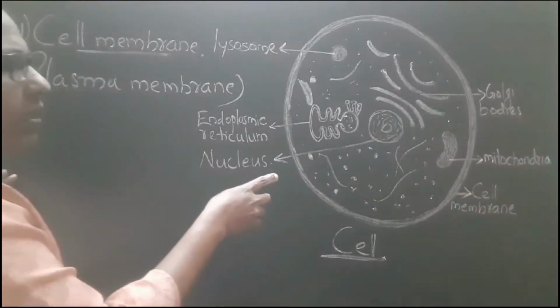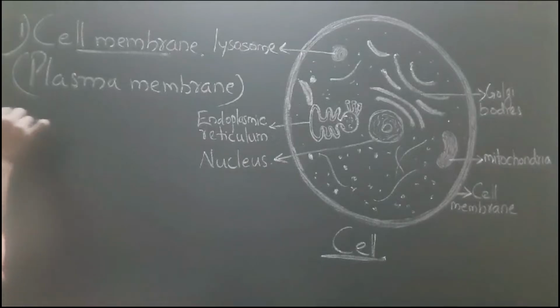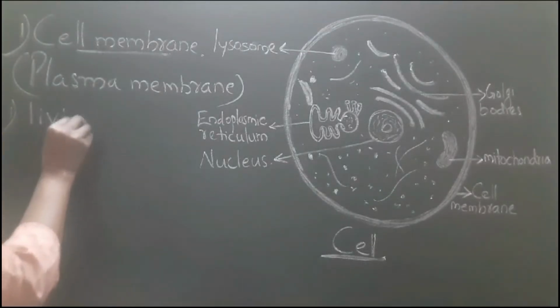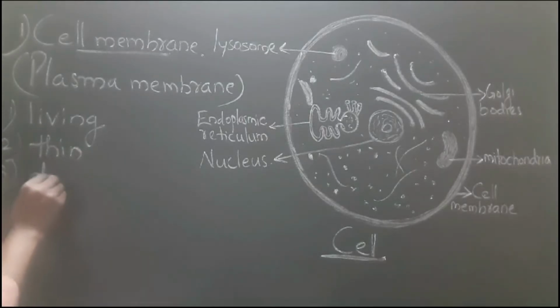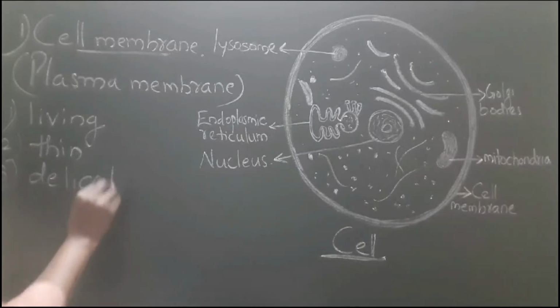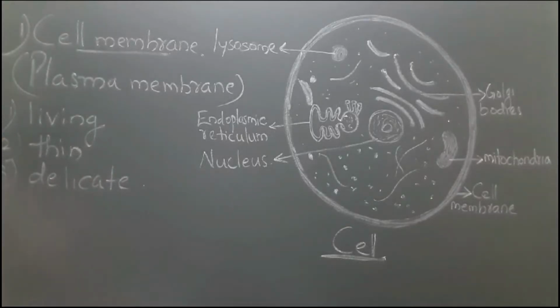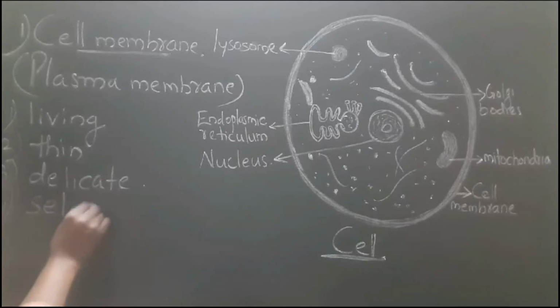First of all, it's a living thing, so it has life. Number 1, living. Number 2, it is very thin. And it is very delicate. Then it is selectively permeable.